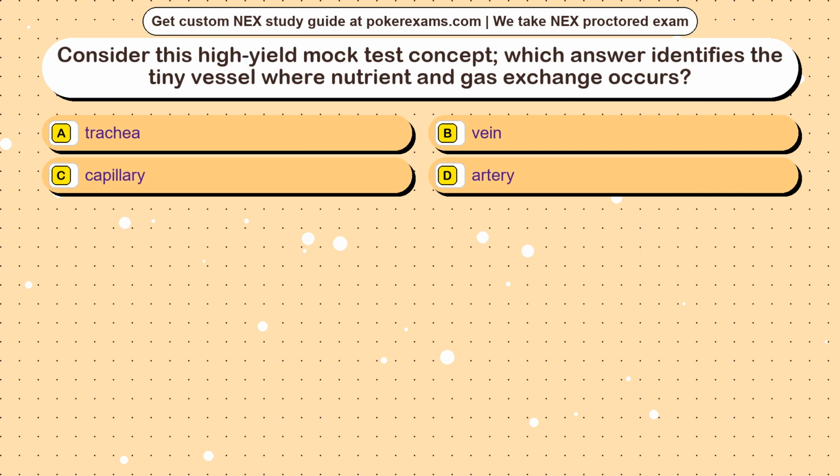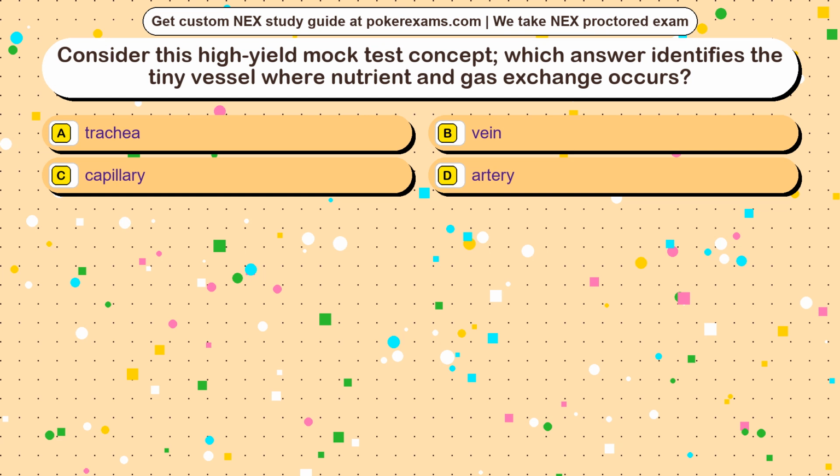Question 18. Consider this high-yield mock test concept. Which answer identifies the tiny vessel where nutrient and gas exchange occurs? Option A, a trachea. Option B, a vein. Option C, capillary. Option D, artery.